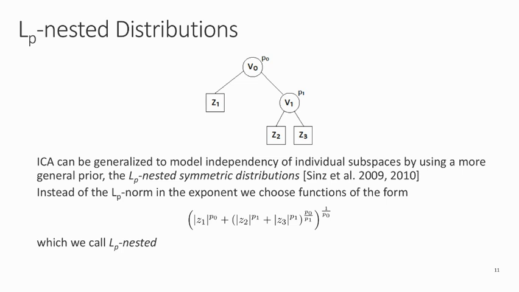ICA can be generalized to model independence of individual subspaces by using a more general prior, the Lp-nested symmetric distributions, as proposed by Sinz et al. Instead of the Lp norm in the exponent, we choose functions of the following form, which we will call Lp-nested. In this example, we have two nested Lp norms, whose structure is visualized as a tree above. For the components z2 and z3, we take the p1 norm. The result of this norm then contributes to the p0 norm together with z1.